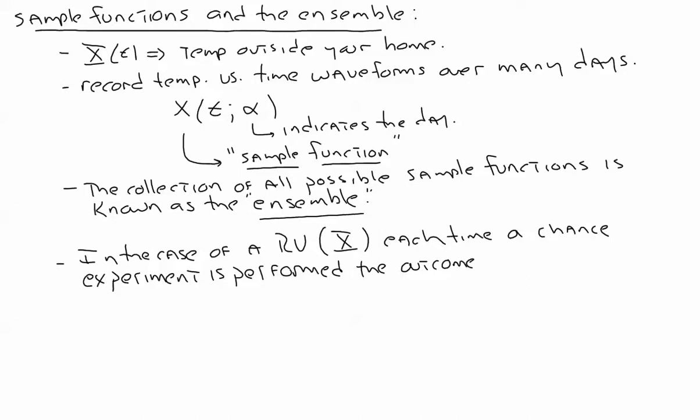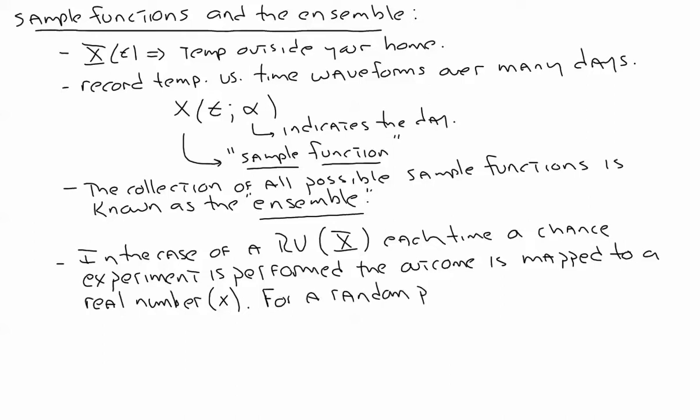Remember that a random variable maps the outcome to a real number. So the outcome is mapped to a real number, and that was designated previously as a little x. For a random process, that will be designated capital X of t.